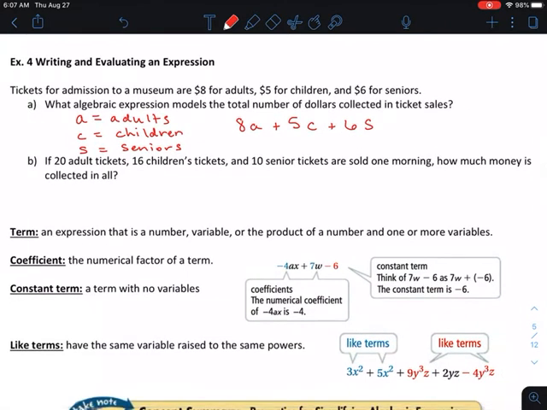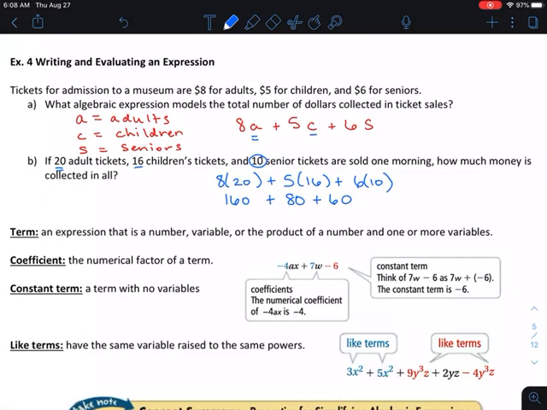It then tells us if 20 adult tickets, 16 children's tickets, and 10 senior tickets are sold one morning, how much money is collected? So we take out those variables and we plug it in. So in place of A, we have 20. So we're going to have an 8 times 20 plus 5 times 16 children plus 6 times 10 seniors. 8 times 20, 160. 5 times 16, 80. 6 times 10, 60.